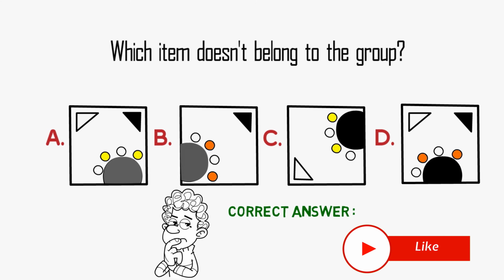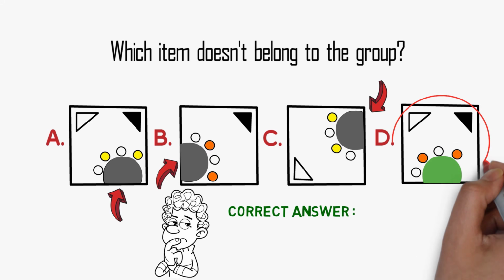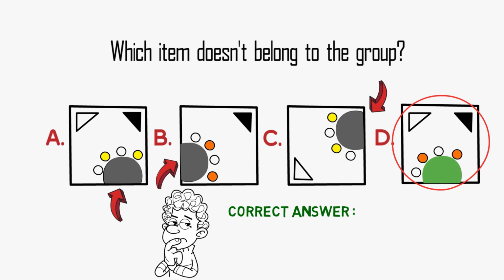And as you can see, all half circles are attached to the corners of the square. You see this in the shapes A, B, and C. But in shape D, the half circle is placed in a different location. It is in the bottom middle of the square. This is why the item that doesn't belong to the group is choice D. So the correct answer here is choice D.